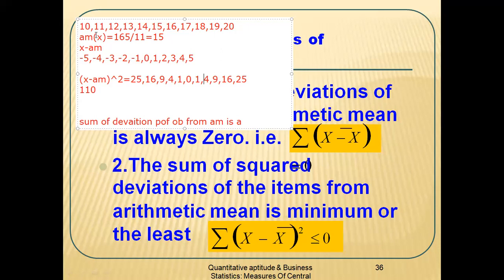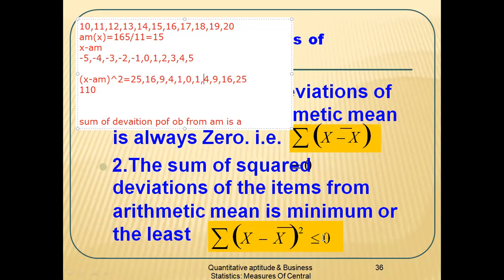If you observe, if you add up all the observations, that sum was 165. But when you deviate, square those numbers and add, that is less than the observation total of 165. Therefore, it is minimum in nature. That is your property number 2. The sum of squared deviations of observations from the arithmetic mean is always minimum.